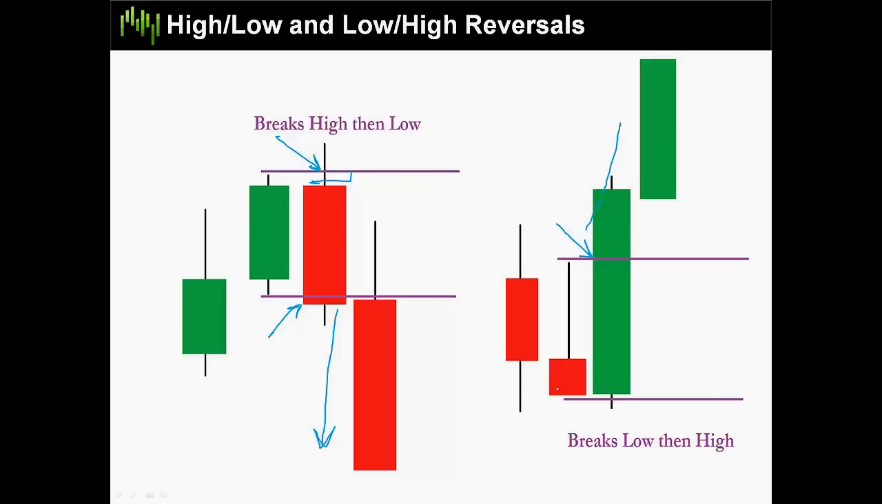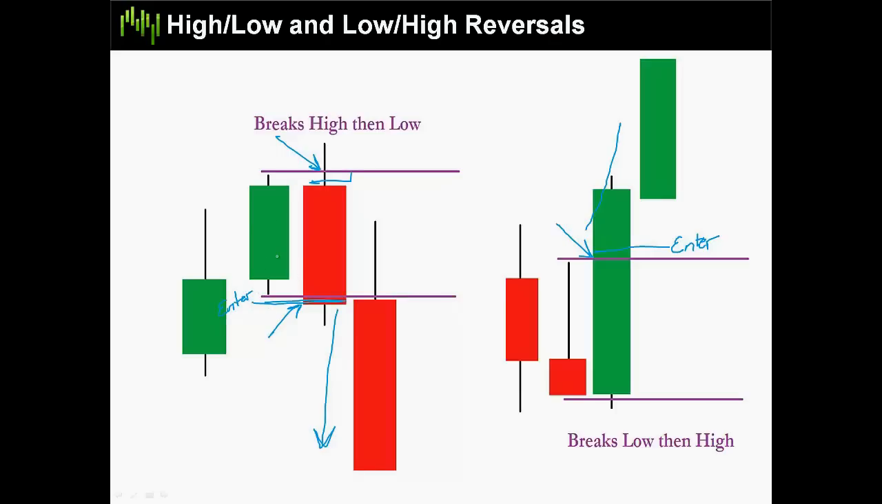When you're entering this type of trade, you are either getting long just above the previous price bar's high after it has broken the low, or you're getting short just below the previous price bar's low after it has broken the previous price bar's high.